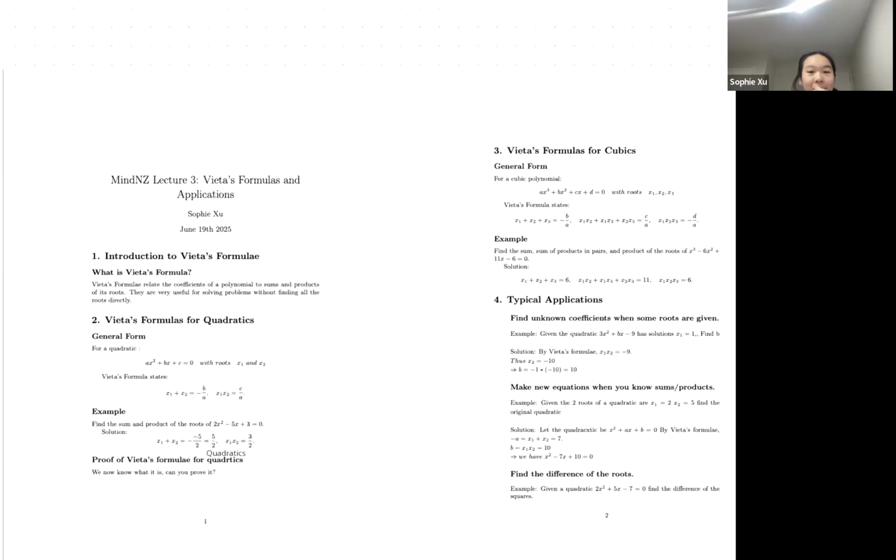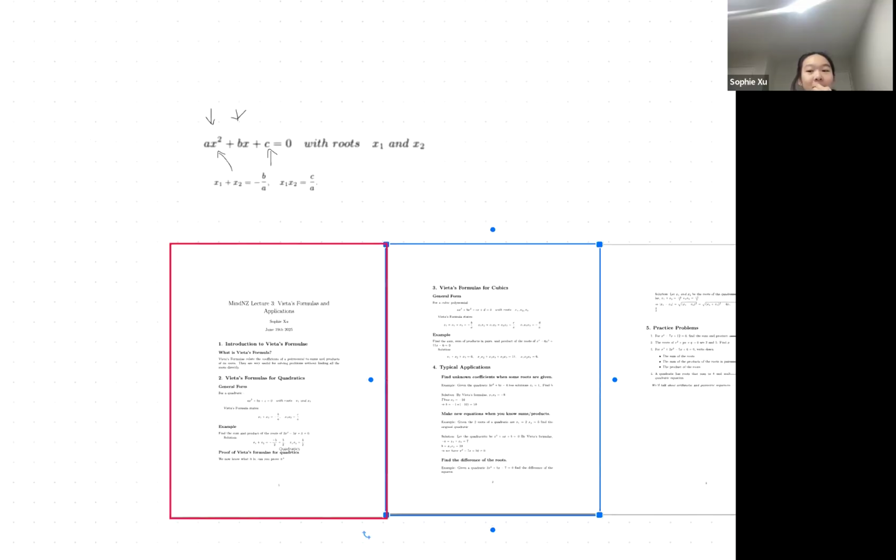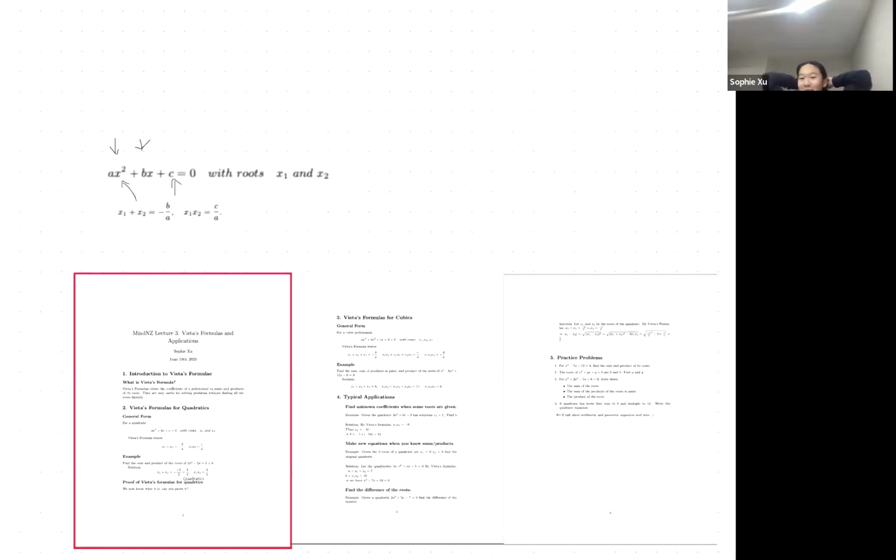Have you guys learned the quadratic formula? Let's say thumbs up for yes. Melody says no. Okay. So let's go over the quadratic formula first, because you kind of need that as a base for Vieta's formula. And if we want to prove it, then you need to use the quadratic formula.